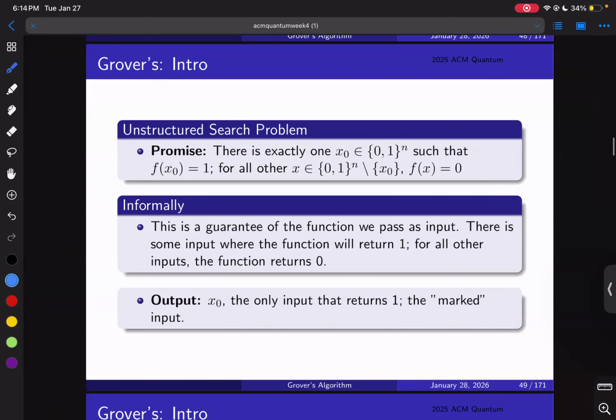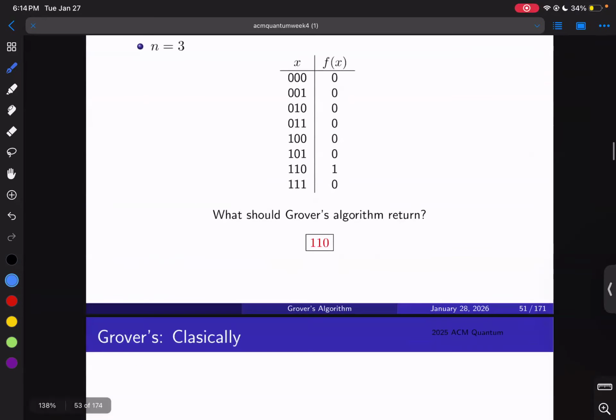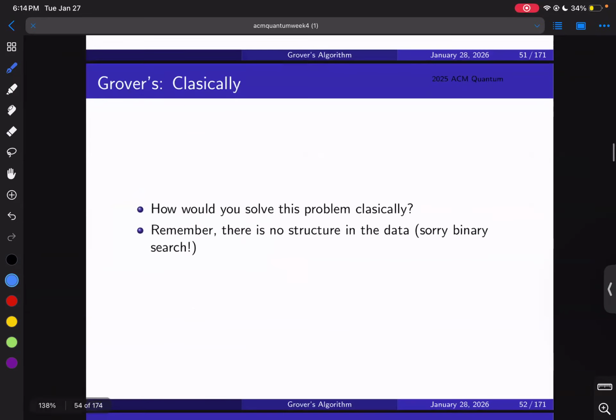So here's a quick example. If n equals 3, then these are your 8 possible inputs, 2 to the 3, and then these are your outputs. So what should Grover's algorithm return? 1, 1, 0. Yeah, that input that has a 1 as the output.